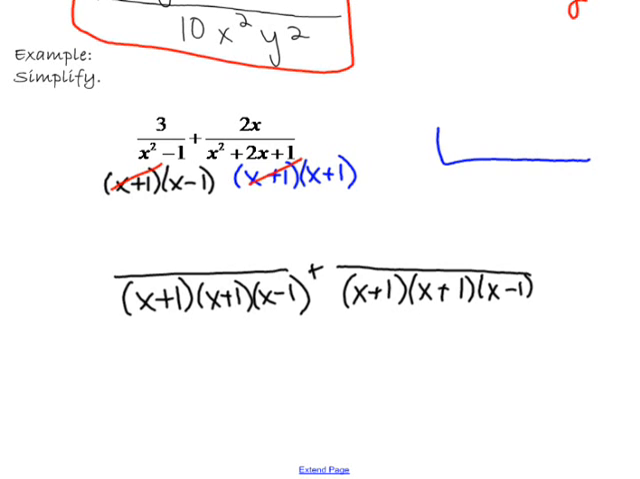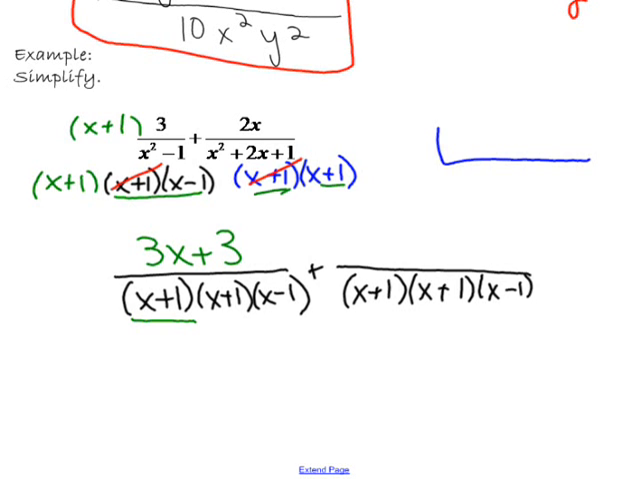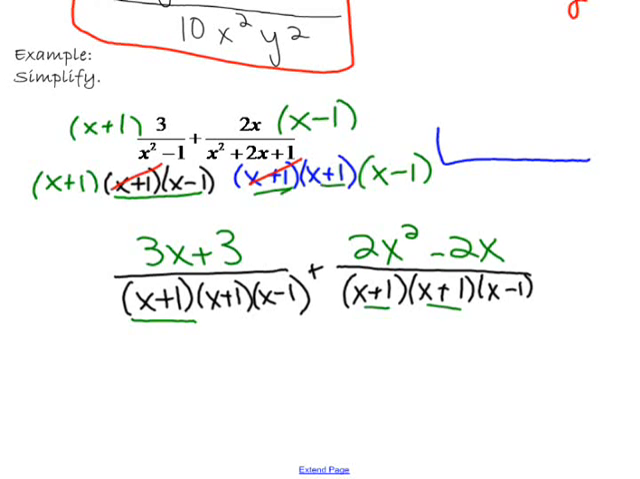All right, now we look at this first fraction. It had an x plus 1 and an x minus 1. What did it get multiplied by? Well, it must have gotten multiplied by an x plus 1 in order to be made to look like our common denominator. So we need to multiply the top by x plus 1, which gives us 3x plus 3. On the second fraction, it already had two x plus 1s, so it needed an x minus 1. So we need to multiply this times x minus 1. That gives us 2x squared minus 2x as our numerator.